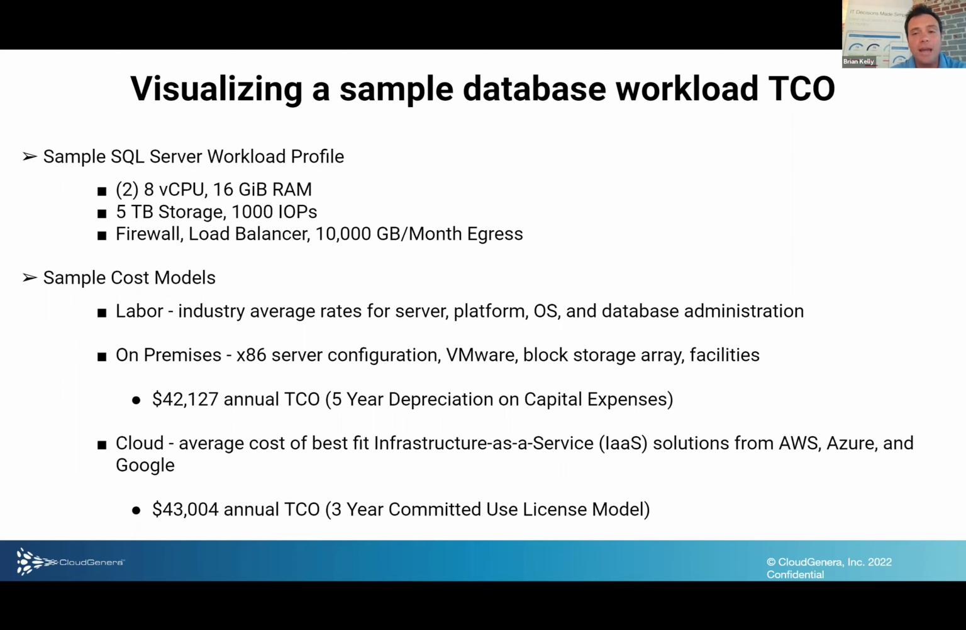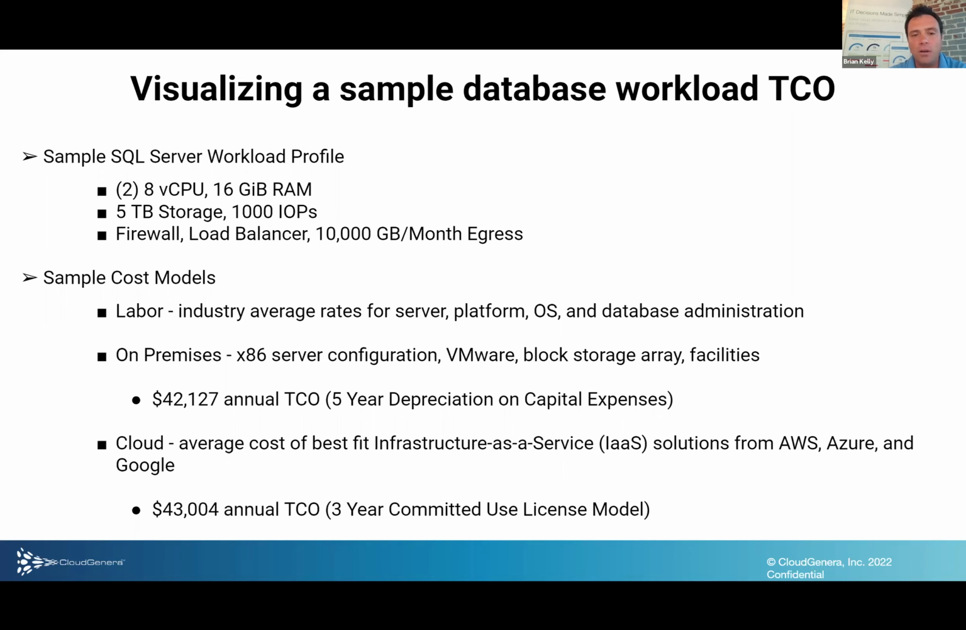We've taken some industry average costs, again, not to be biased to one provider, around block storage at this general purpose performance level that we've discussed. And then we've also leveraged an industry average costing for facilities. So think for this database workload, what's its small fractional share of space, power, and cooling?